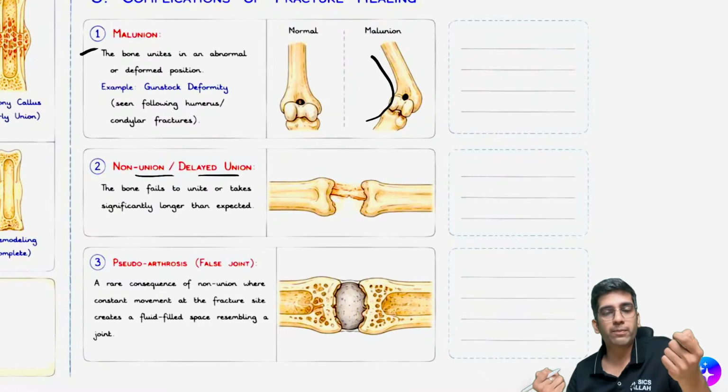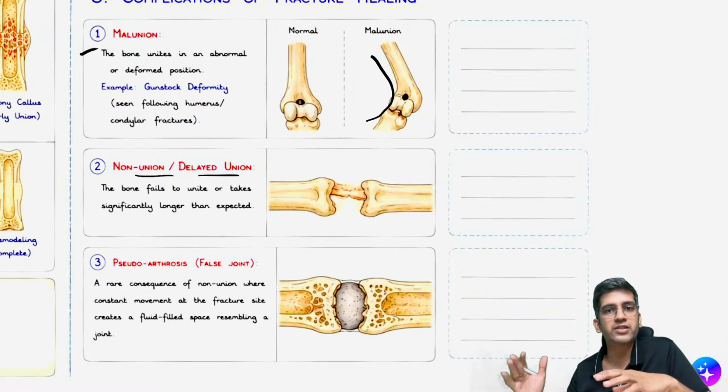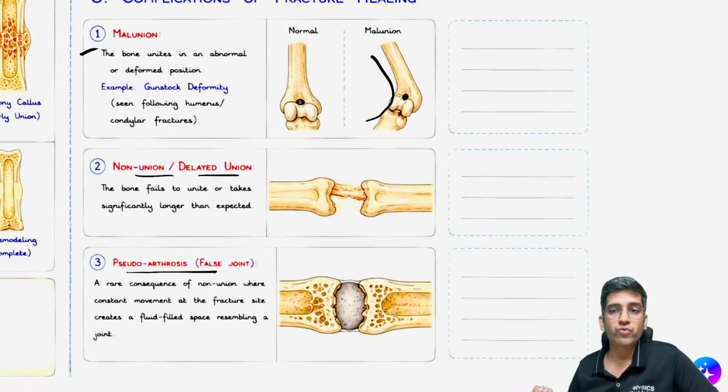It does not unite properly, or it's going to be delayed. Normally, I have like 3 months to 6 months. It might take 1 year or 2 years. That's also a problem because of the above said factors. In very rare cases, I can have false joint formation.